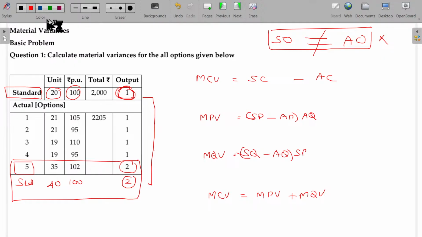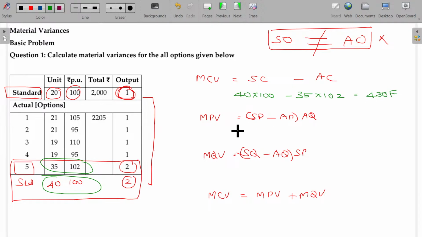Now let me start here. Standard cost in this case being 40 units needed at 100 rupees. Actual cost being 35 into 102. Come on, tell me, what's the value you are getting? 430. Okay, 430 favorable.